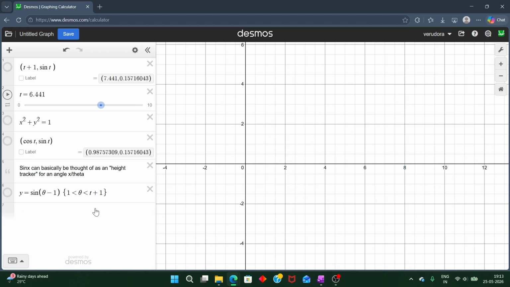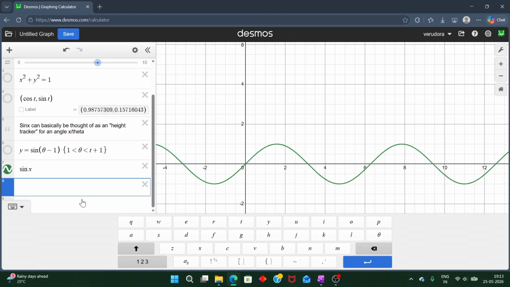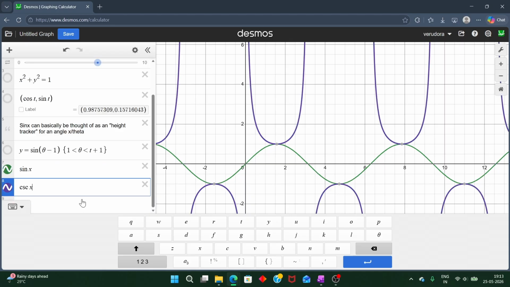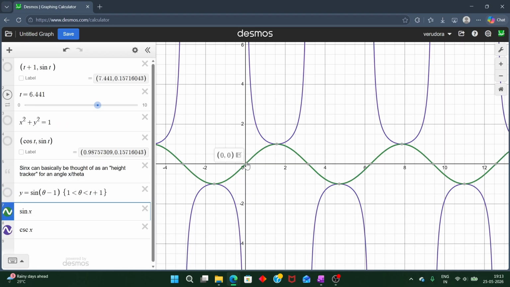And same logic with sine x and cosecant x. So when it's positive 0, it's positive infinity. When it's 1, it's 1. And when it's positive 0, it's positive infinity. Negative 0, negative infinity. That's how I remember my graphs.